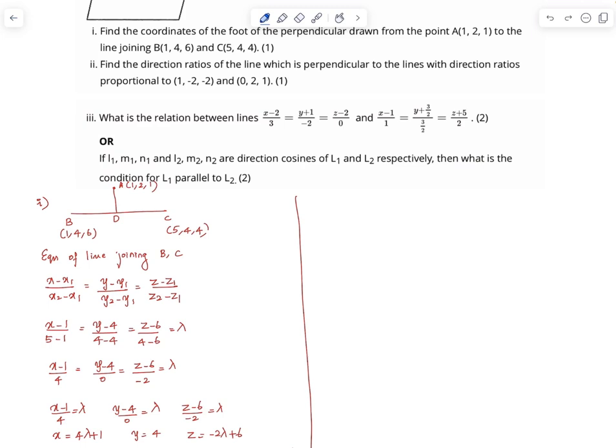Question number 2. Find the direction ratios of the line which is perpendicular to the lines with direction ratios proportional to 1, comma minus 2, comma minus 2 and 0, comma 2, comma 1. Now we know the fact that a line perpendicular to both lines has DRs equal to the cross product of the two vectors.